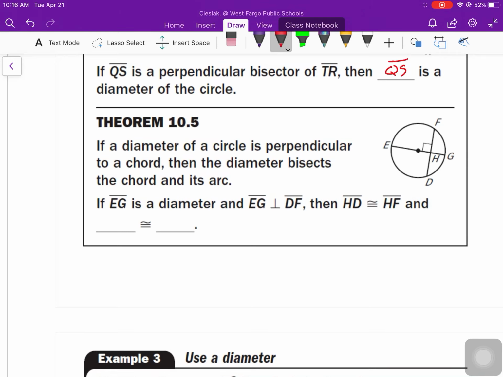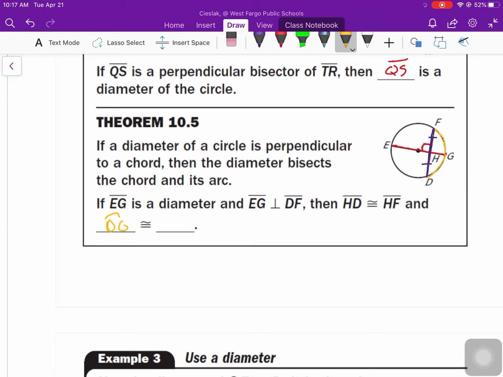Okay, theorem 10.5, kind of similar here. It says if a diameter of a circle is perpendicular, okay, so diameter right there, and it is perpendicular to another chord in purple, right there, FD, then the diameter bisects the chord and its arc. So it's going to bisect this chord, and it's also going to bisect, I'm going to do it in yellow, the minor arc. So I've got HD and HF are congruent. We wrote that. And also, we can say that that chord is bisected.